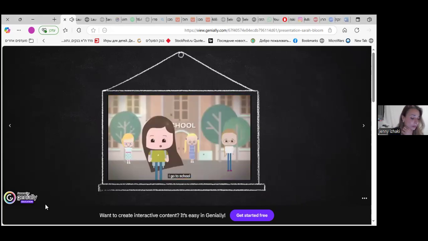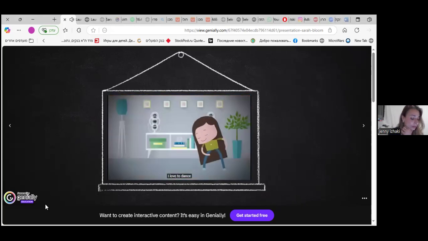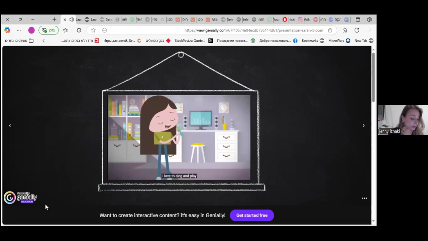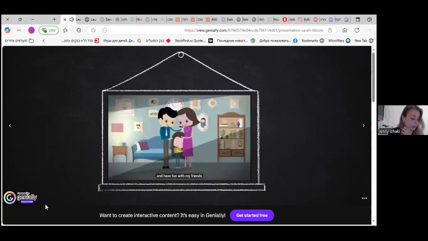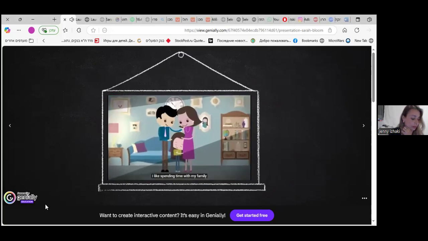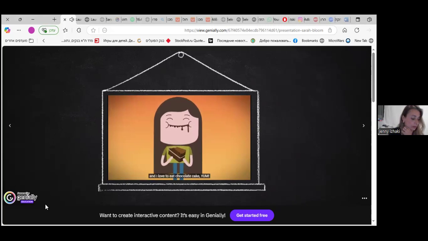I go to school. I love to dance. I love to sing and play and have fun with my friends. I like spending time with my family, and I love to eat chocolate cake. Yum!